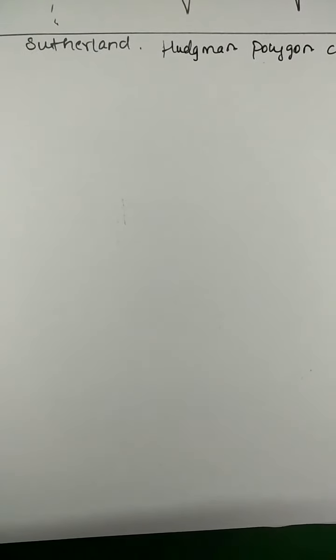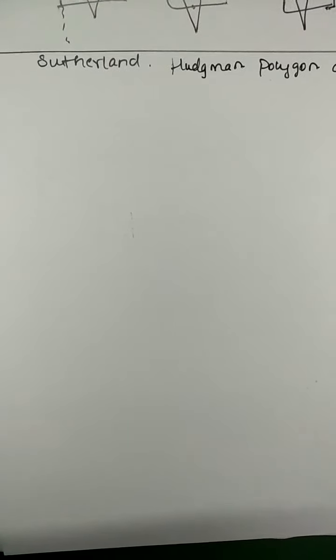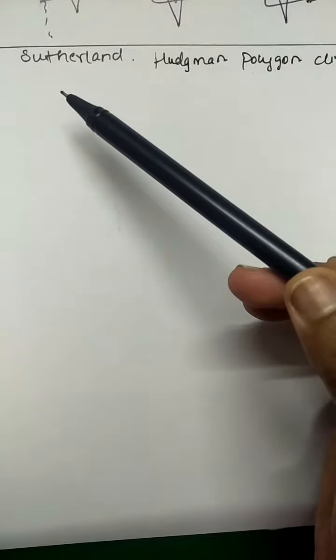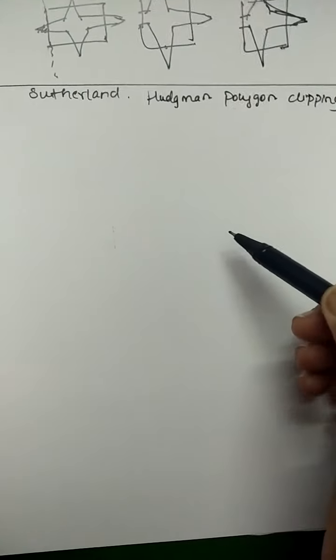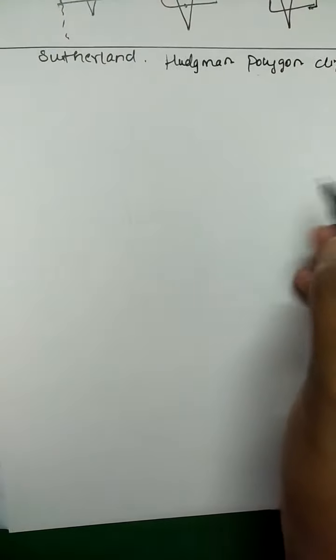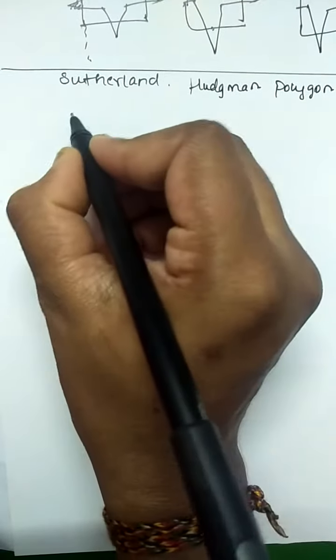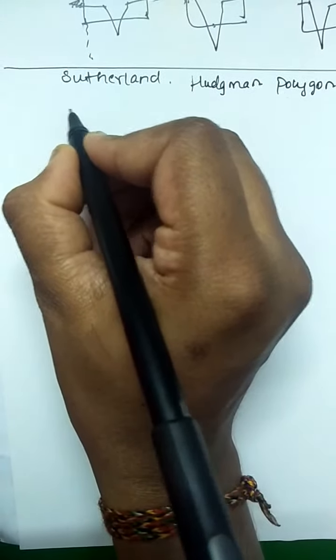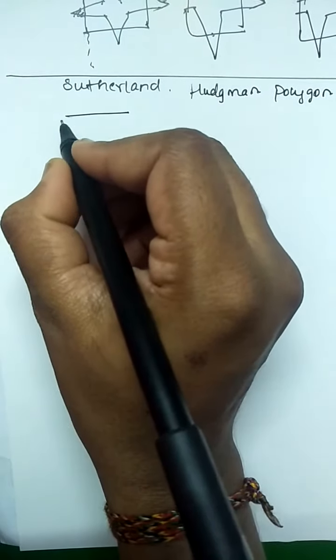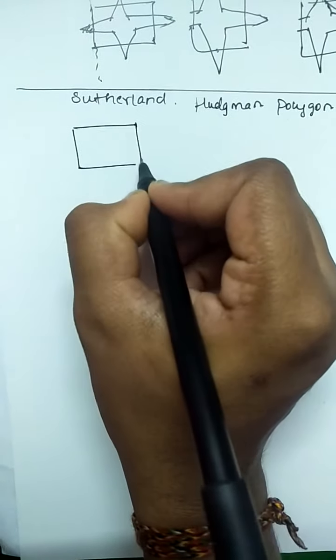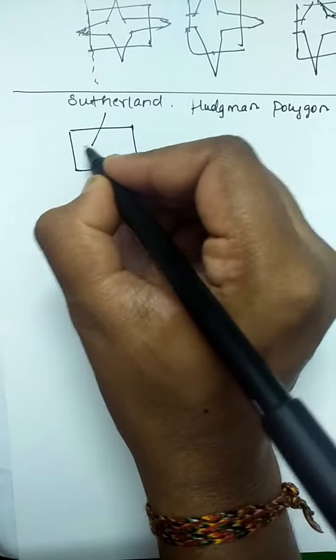Hi everyone. So today we will be studying the Sutherland-Hodgman polygon clipping algorithm, which is mainly used for polygon clipping. Before we start with the clipping, we should define a window, the clipping window. Assume this is our object now.